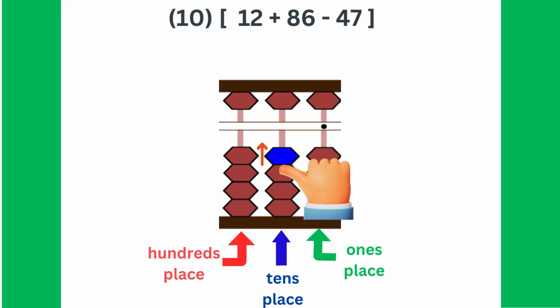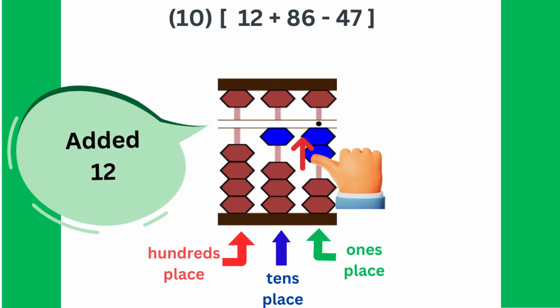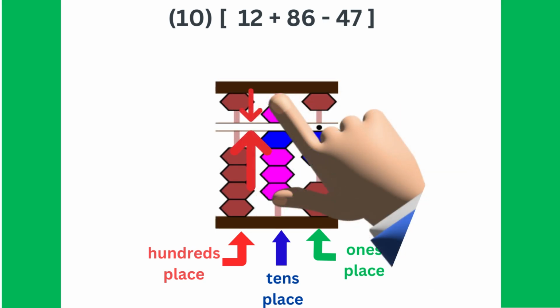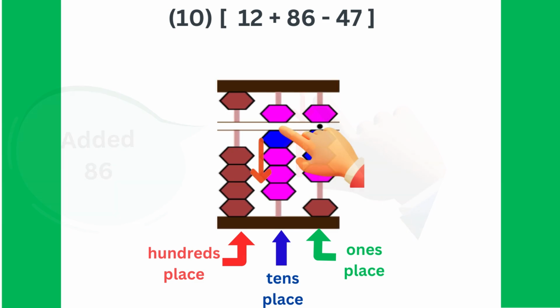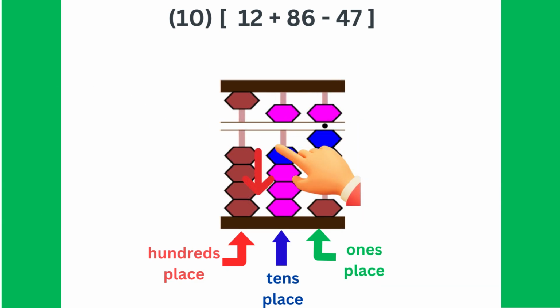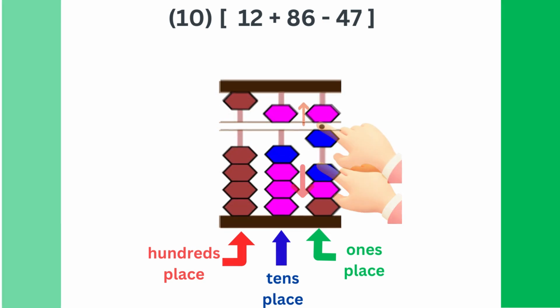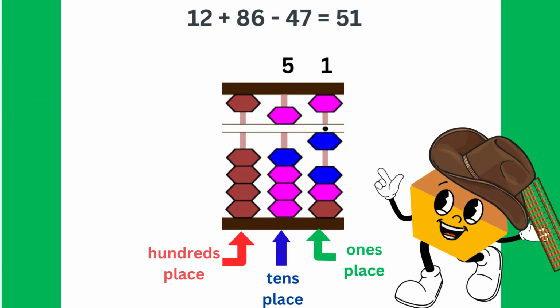First, add 10 in the tens column, then add 2 in the ones column. Next, add 80 in the tens column, then add 6 in the ones column. Now, subtract 40 in the tens column, then subtract 7 in the ones column. Therefore, 12 plus 86 minus 47 is equal to 51.